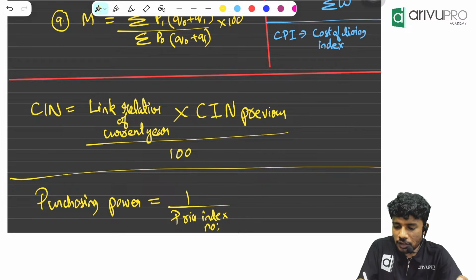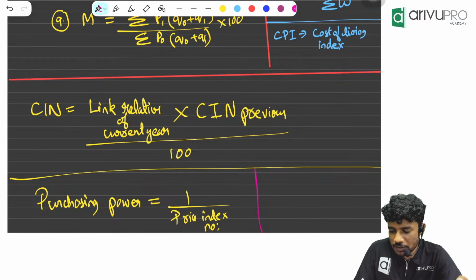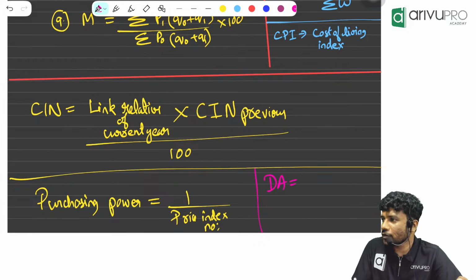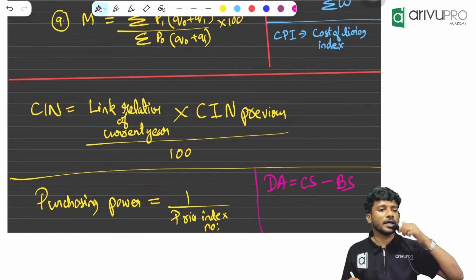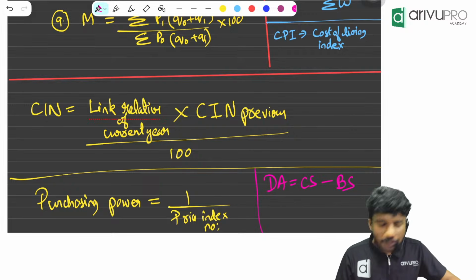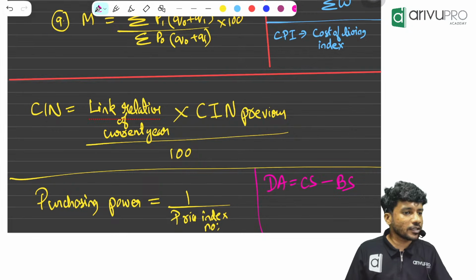Okay, and the last and final one I want to add is DA. Dearness allowance is what? Current salary minus what, people? Minus base salary. Do not divide it by anything, I will write CS minus BS. That is the current salary minus base salary. Done. Everyone understood this?